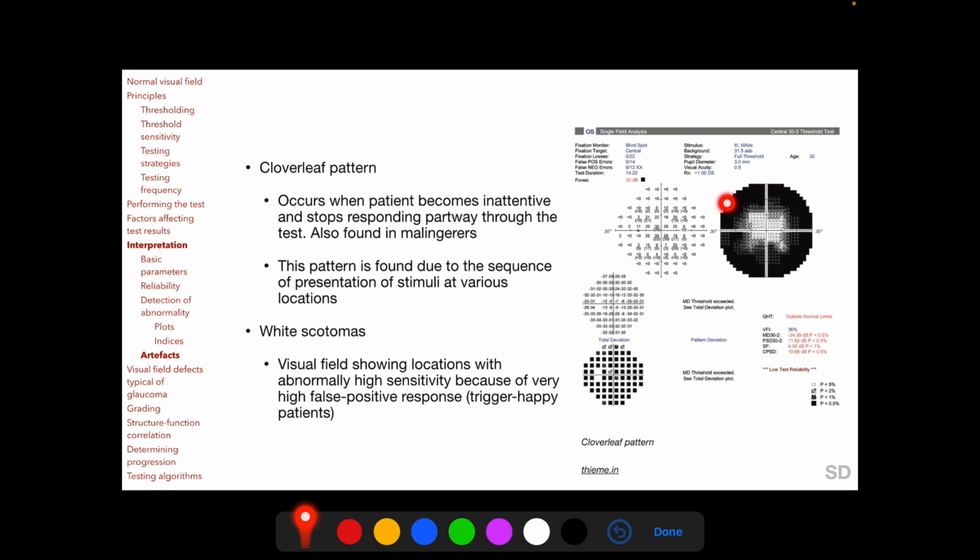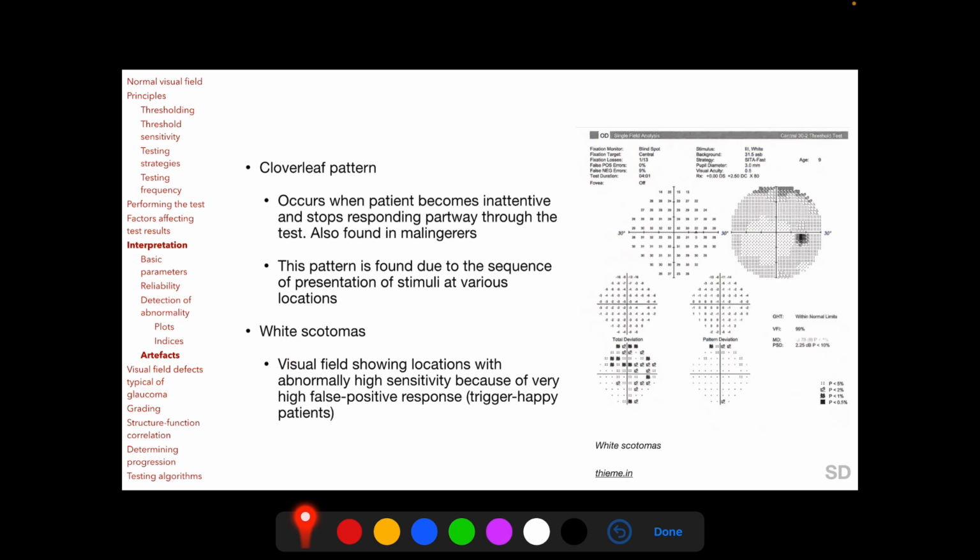Cloverleaf pattern, as shown here in this figure, occurs when the patient becomes inattentive and stops responding in the middle of the test. Cloverleaf pattern can also be found in malingerers. This pattern is found due to the sequence of presentation of stimuli at various locations, with stimuli being presented nearer to fixation first, followed by locations farther away from fixation. So cloverleaf pattern occurs because the patient responds to the initial stimuli which are nearer to the fixation, but does not respond later on when the stimuli are presented in the periphery.